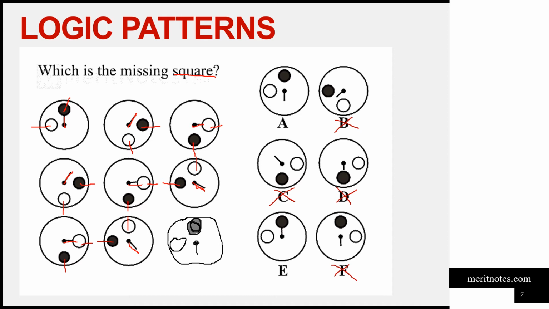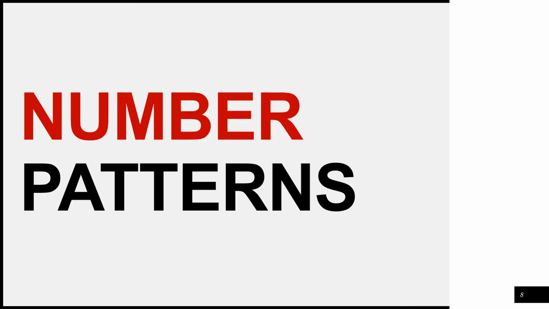Now, which do you think in A and E satisfies the given condition? Very well, it's a letter A. So the missing circle for this set is letter A. You are correct. And now we are on the second type of patterns, which is the number patterns.